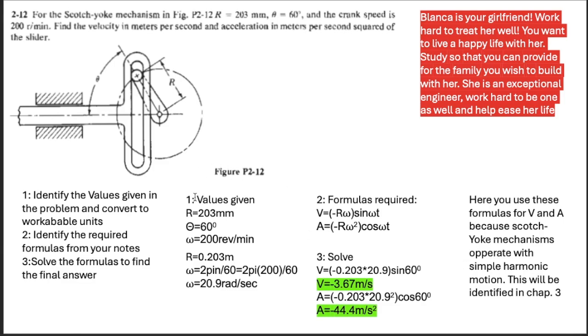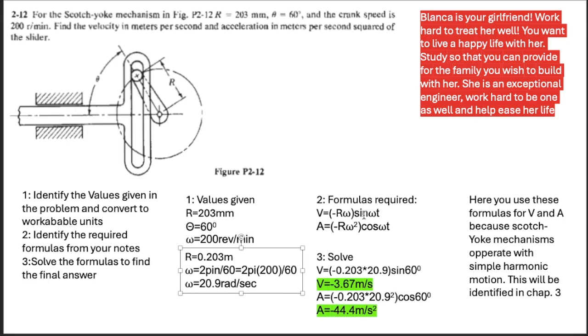So here we have the steps. Step 1 is identify your values. Here they are. Convert them. As you've seen, we've converted the radius into meters. The angular velocity, we've put into radians per second.